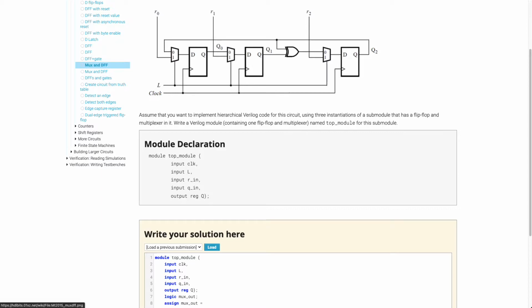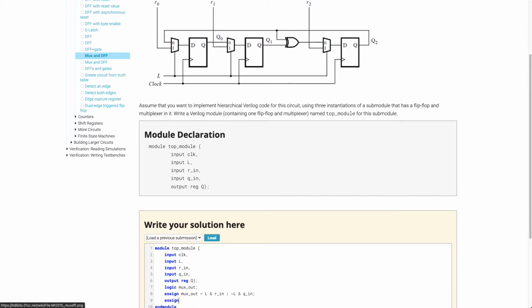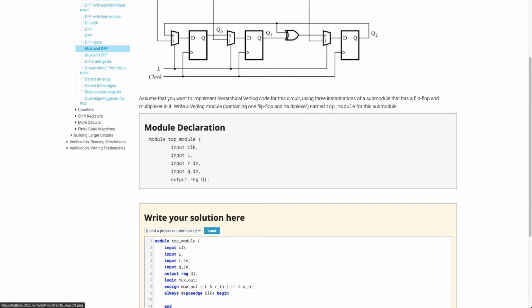So it's going to be if it's R in, if L, then I want to choose R in, and if not L, so 0, then I want to choose Q in. That is my mux out, which is this wiring, and then assign always at positive clock, no reset here, again kind of weird. Then my Q is just going to be this mux out.